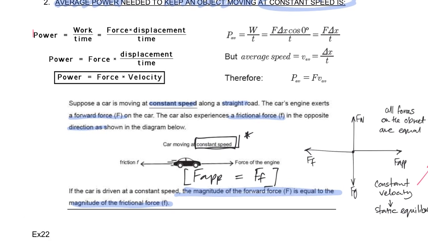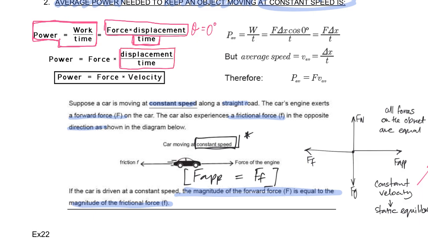is P equal to W over T. That's normal power, right? But at the same time, what I need to understand is that all forces are equal to each other. So my theta value is always going to be equal to 0. So technically, I've got force times displacement. Remember, work is force times displacement, and power is work over time. But I also know that displacement over time is actually velocity.